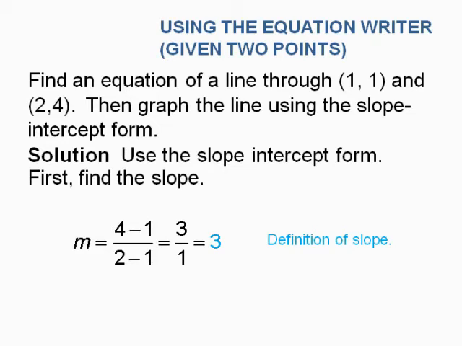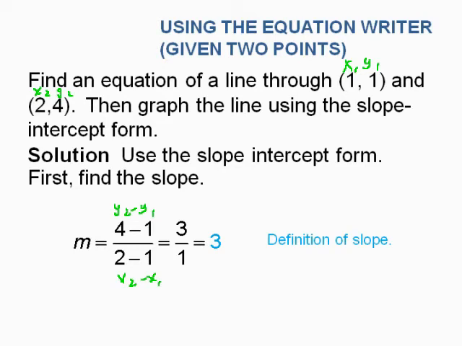All right, it says find an equation of the line through (1, 1) and (2, 4), then graph using the slope-intercept form. So this is similar to the example we did before, and we'll speed through this one a little bit quicker. So again, label those points, folks, x1, y1, and x2, y2. And notice we had to find the slope again first, y2 minus y1 over x2 minus x1. So the slope came out 3.